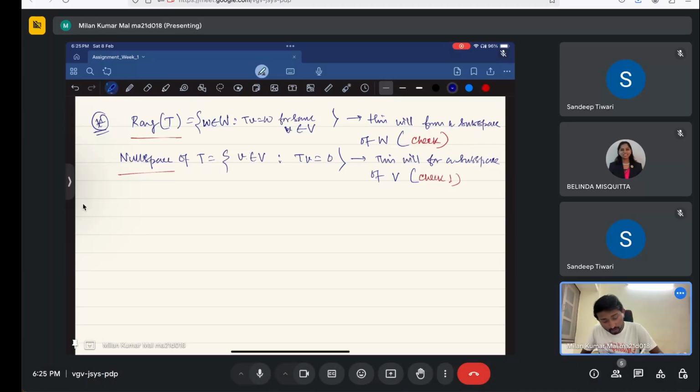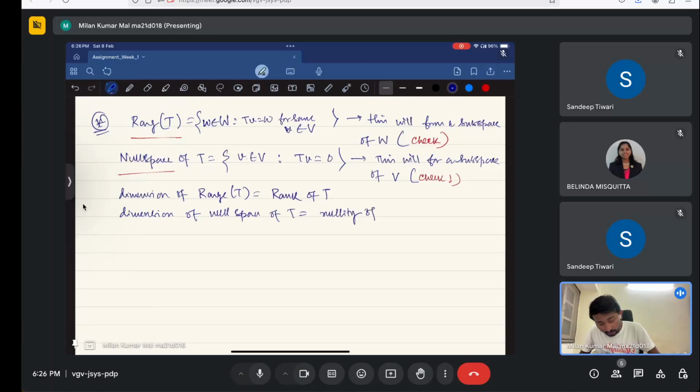The dimension of the range of T is called the rank of T, and the dimension of the null space of T is called the nullity of T.